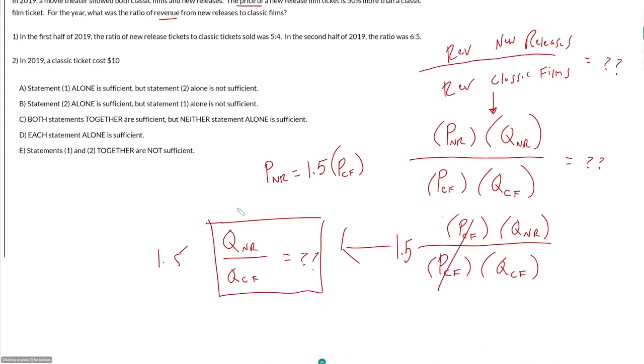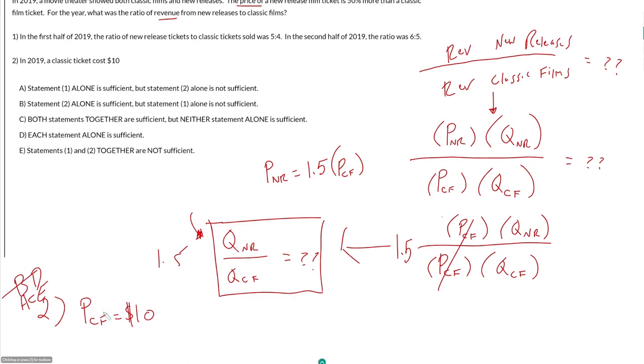So from this rephrase, because this is a literal rephrase, I know that any information they give me about the price of my tickets does not matter. All I care about is the ratio of my quantities. So perhaps I would start with the second statement here because it looks obviously easier than the first one. The second statement says the price of a classic film is $10. But without even having to plug this in or consider it, I can say this is insufficient because it's telling me about price. Price does not matter. All I care about is quantity.